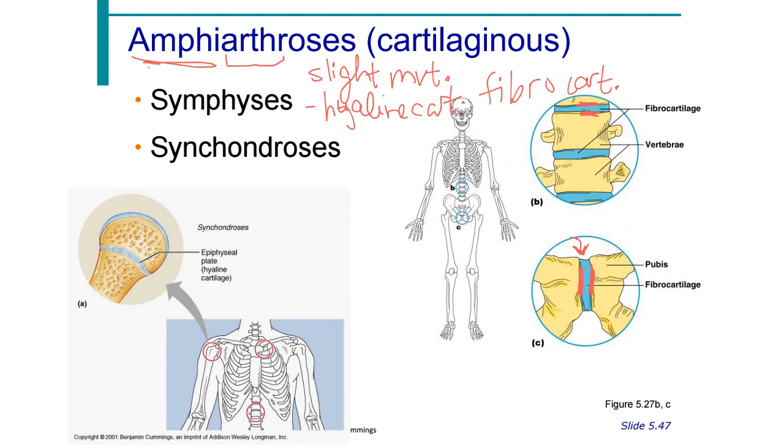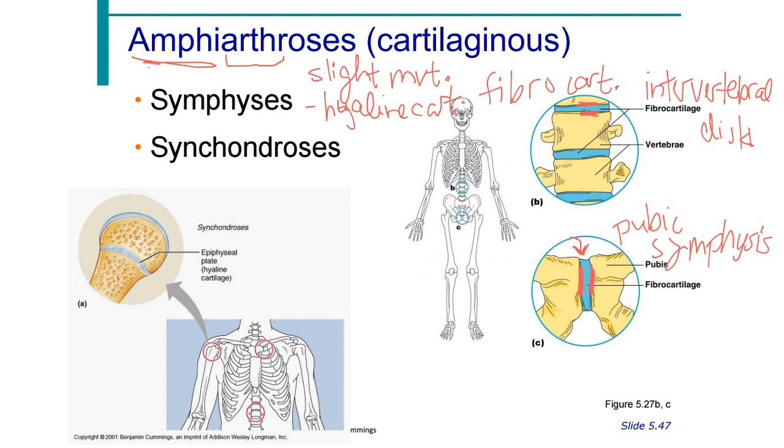So again, some examples of symphysis joints would be what you see here, these intervertebral discs, as well as again the pubic symphysis. So small amounts of movement at these joints, okay, that are held together by cartilage here.